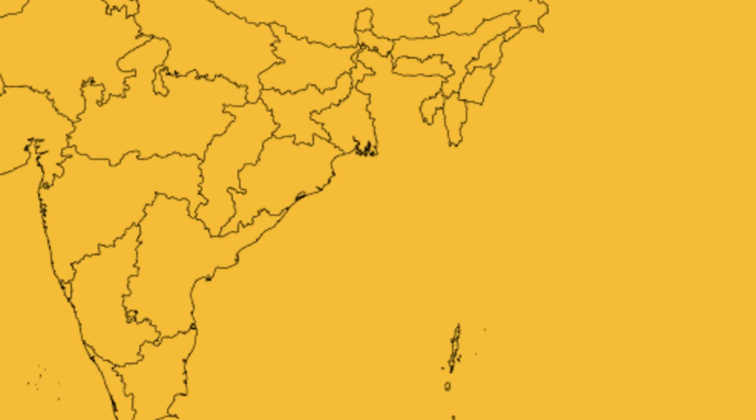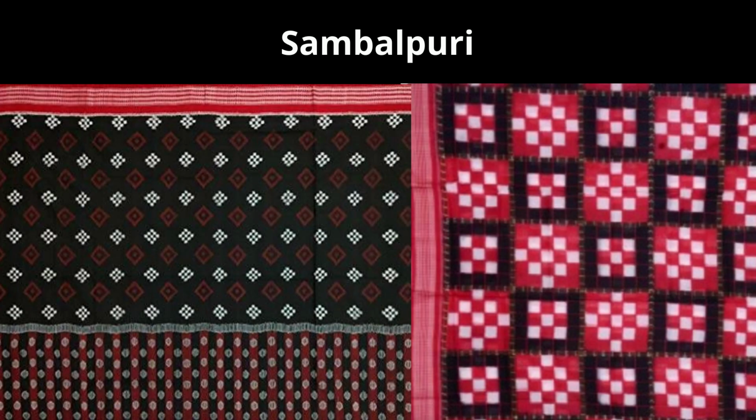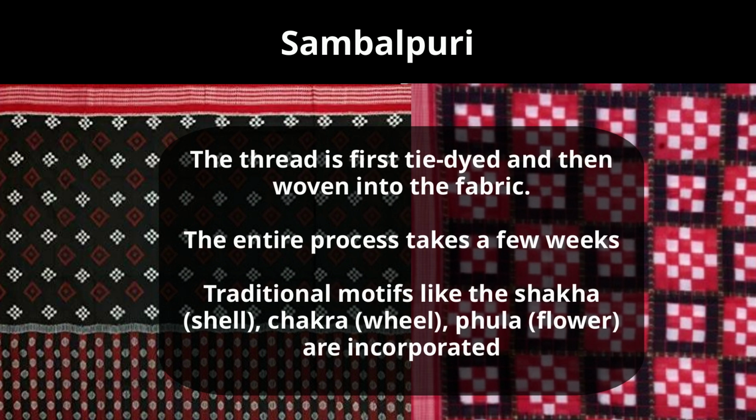From Odisha, we have the Sambalpuri weave. For this, the thread is first tie-dyed and then woven into the fabric. The entire process takes a few weeks at least. Though most of the cloth is decorated with small squares and checks, traditional motifs such as wheels, flowers, and shells are also incorporated.